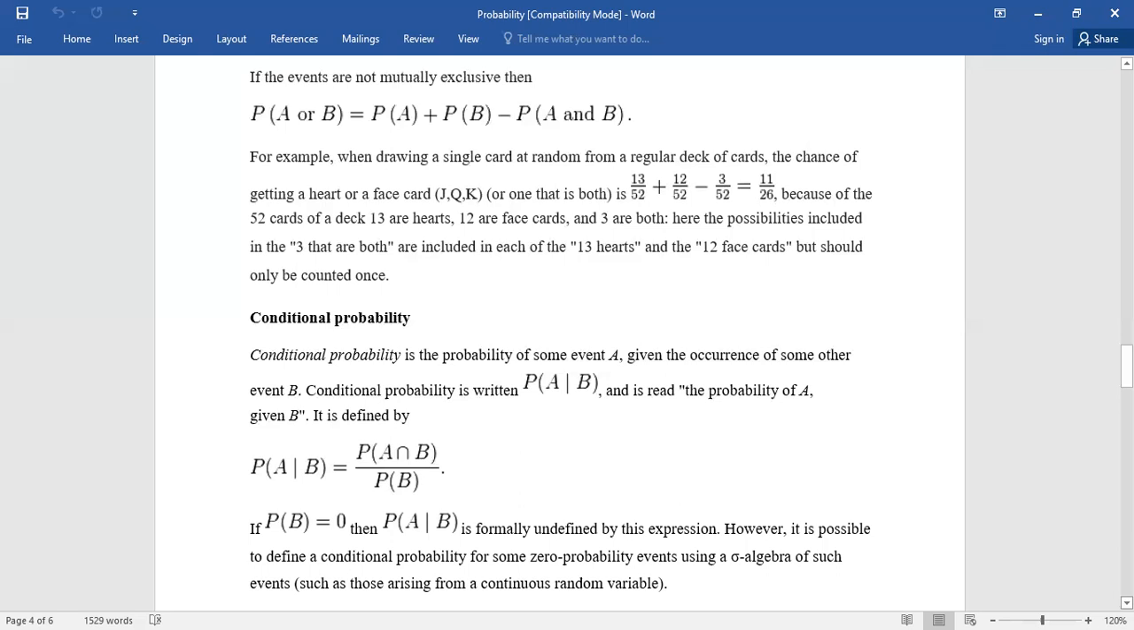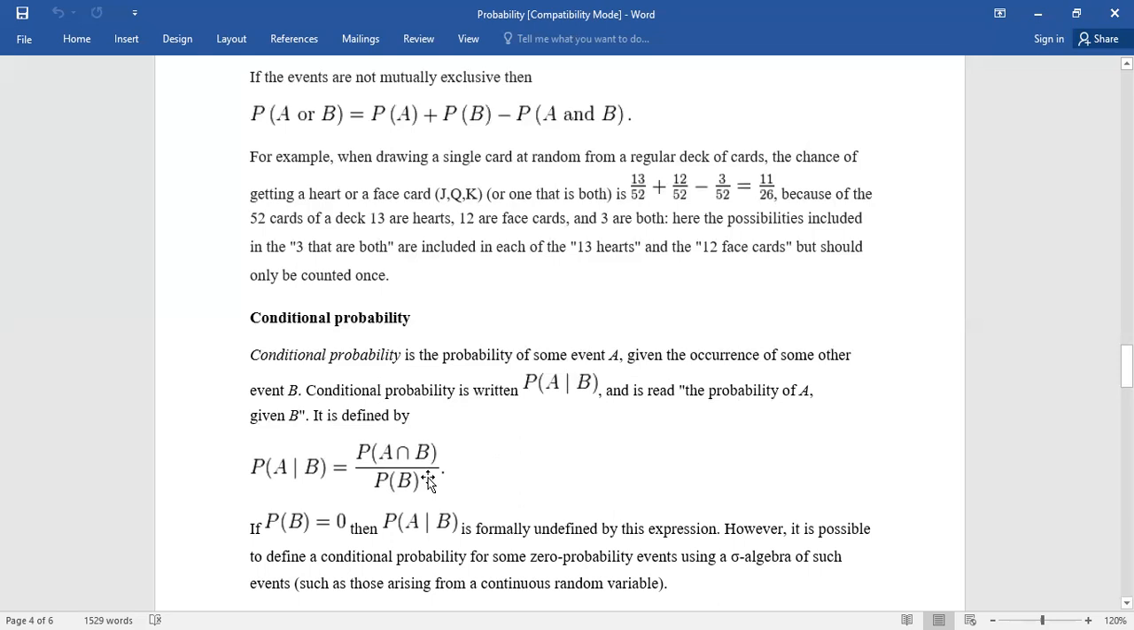So the conditional probability is written as the probability of A happening given B, and it is read the probability of A given B. You can see the probability of A given B is the probability of A and B over the probability of B.